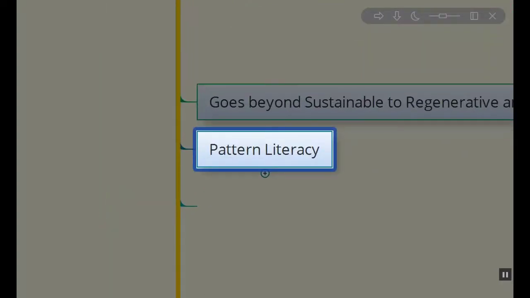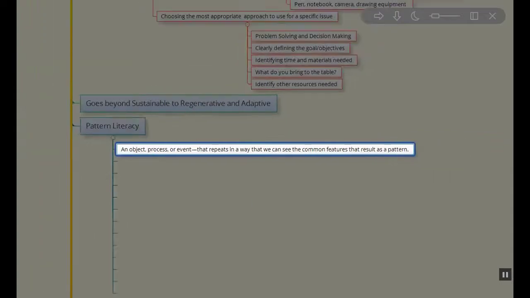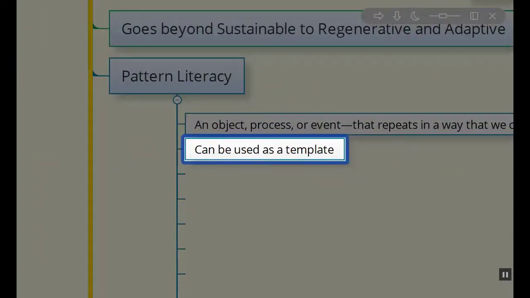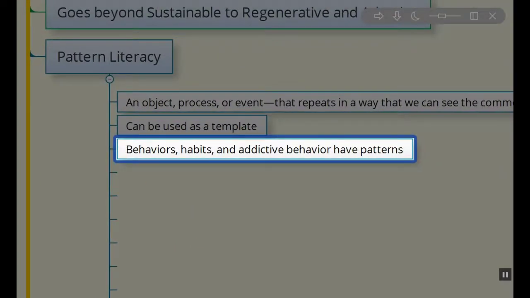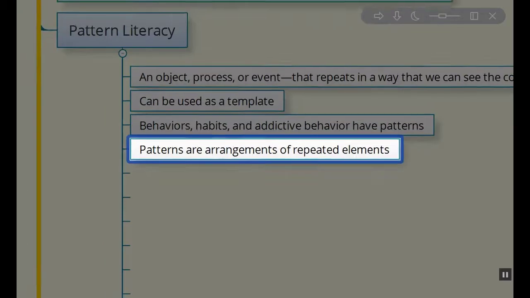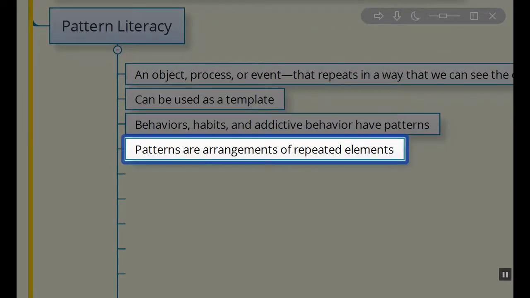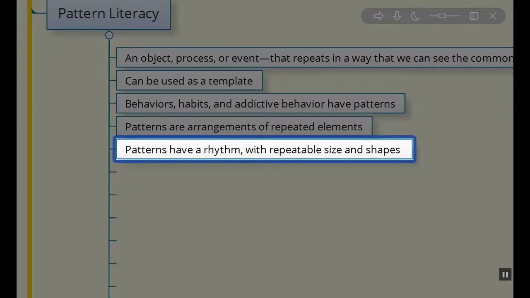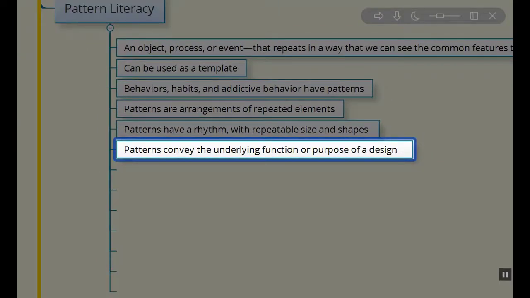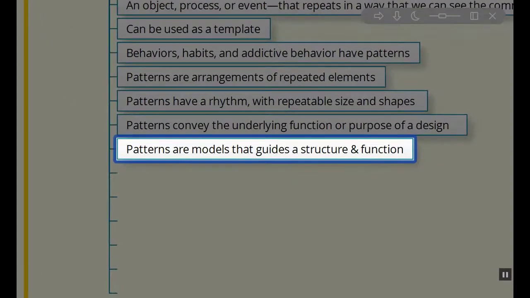Toby Hemingway really helped me to get my head around pattern literacy, and this is taking longer than I'd hoped, so I'm going to breeze through the rest of this. But it's looking at patterns in nature. We can use patterns as a template and have to recognize that behaviors have patterns and they develop into habits, and they can be addictive in nature. Patterns are an arrangement of repeated elements. Patterns have rhythm. We can think about music and repeatable sizes and shapes. Patterns convey an underlying function or purpose of a design. Patterns are models that guide a structure and function.